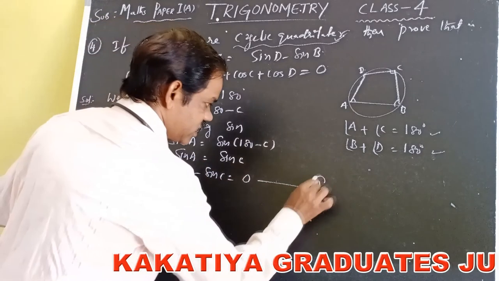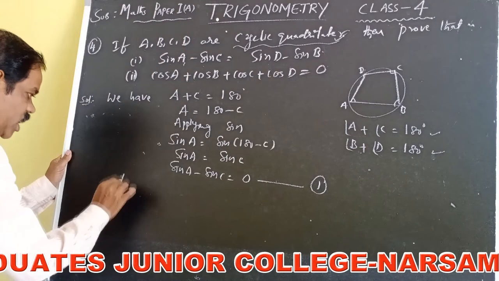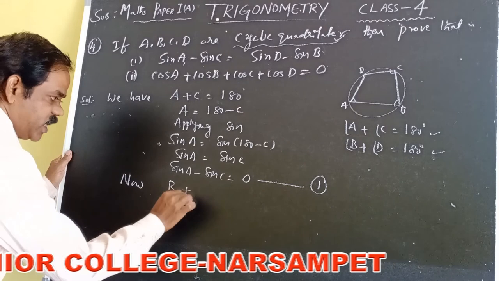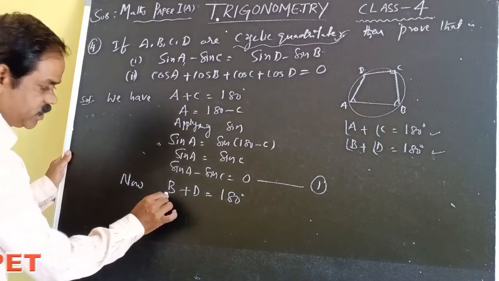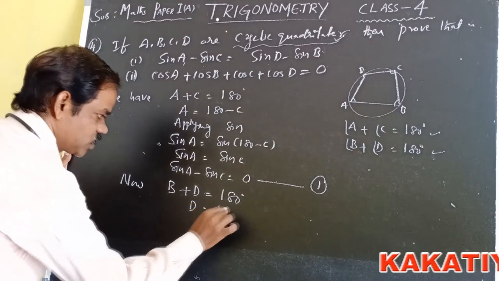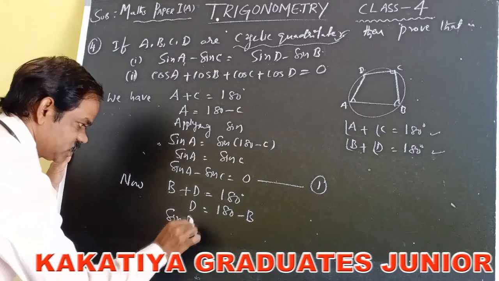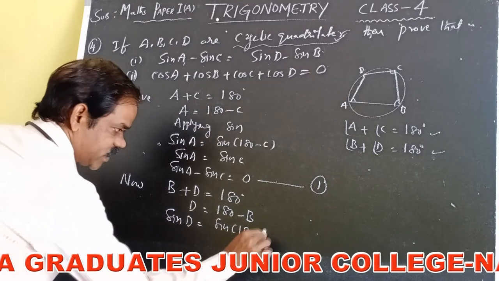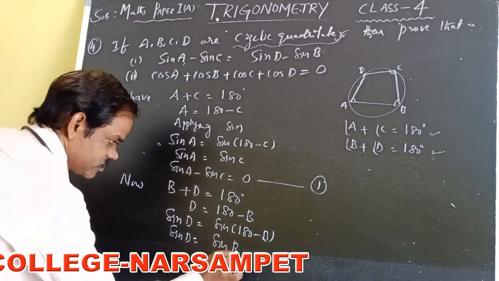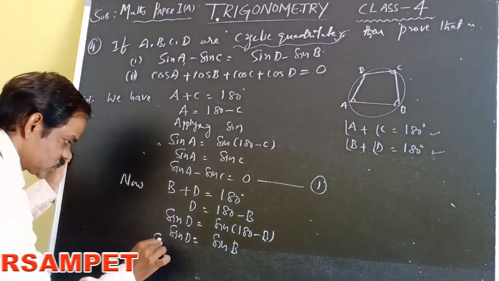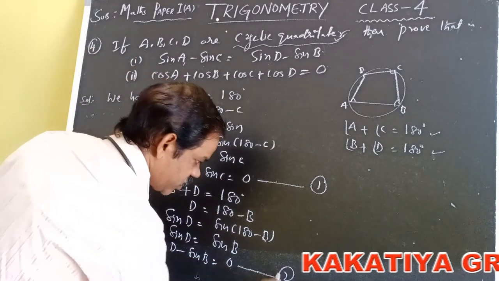Let us consider this equation number 1. Next, apply the second property. Our second property is angle B plus angle D is equal to 180 degrees. The same concept: taking B to the RHS, D is equal to 180 minus B. Again, applying the sine function on both sides, sin D is equal to sin of 180 minus B. So sin D is equal to sin B. Next, taking sin B to the LHS, sin D minus sin B is equal to 0. Let us consider this equation number 2.